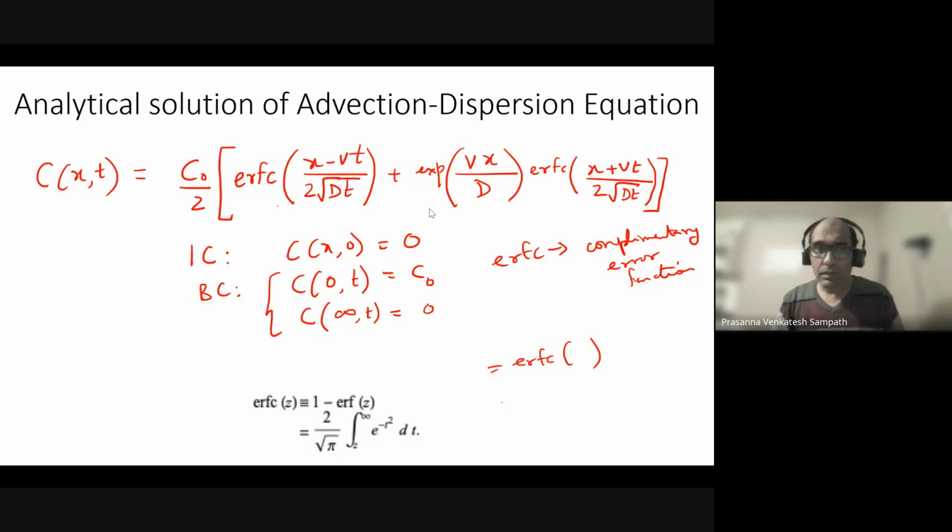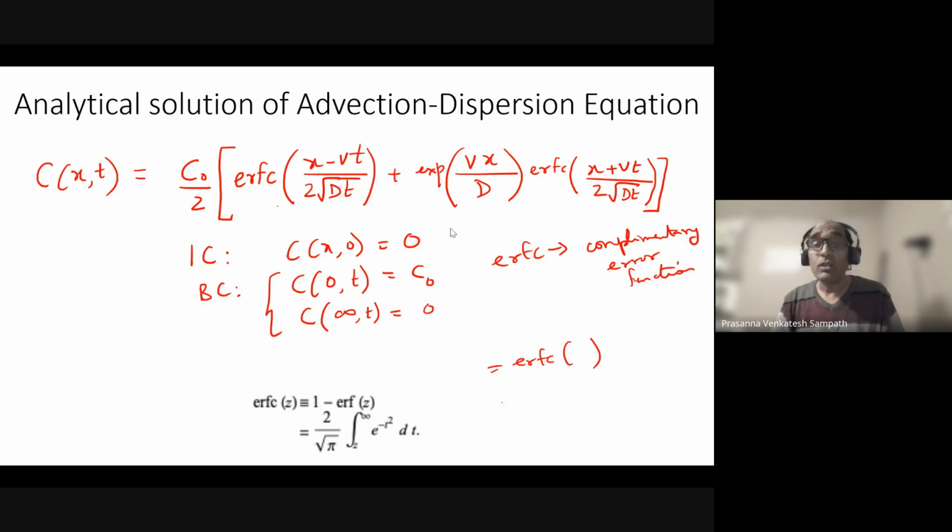something like this. And I spoke about this complementary error function, which is basically an indefinite integral, which you just solve. The argument for that in this case, the first term has x minus vt divided by 2 under root Dt, where D is the dispersion coefficient. And then the second term has the complementary error function with x plus vt instead of x minus vt, right? So that's the two terms. And then there's an exponential term over there, vx by D and so on.